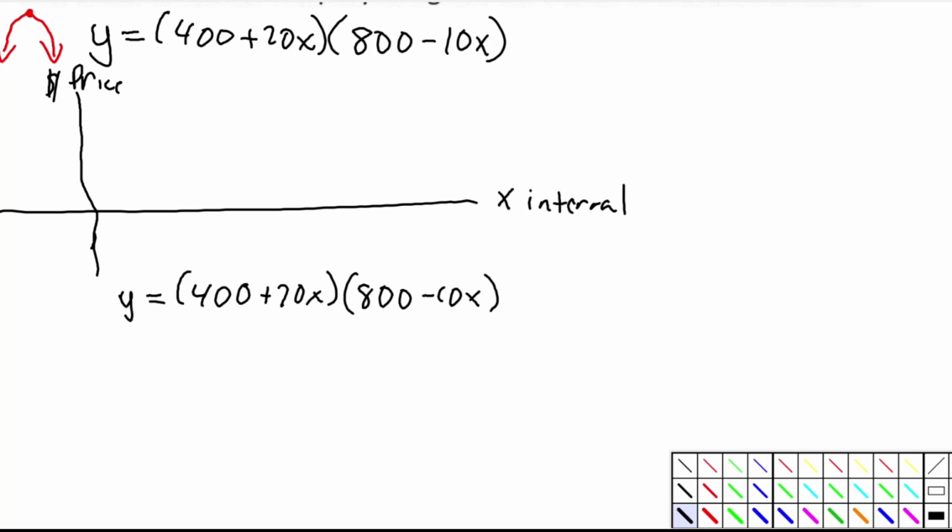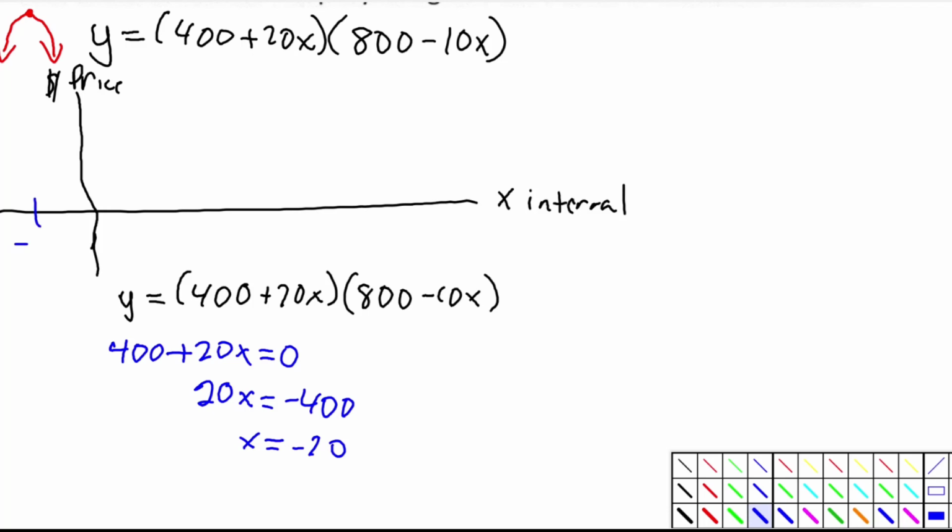So let's solve this problem. I'm going to use the zero product property for this one. So 400 plus the 20x equals 0. That's going to be one problem. Let's solve that real quick. This will turn into 20x equals negative 400, and then divide both sides by 20. So I'll get negative 20. So I have one zero over here at negative 20.